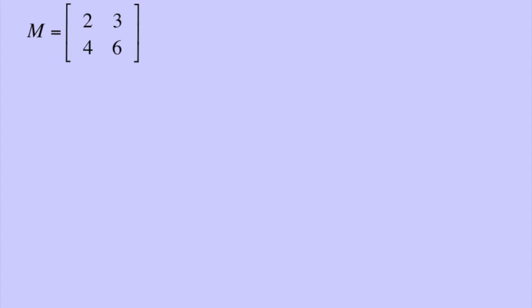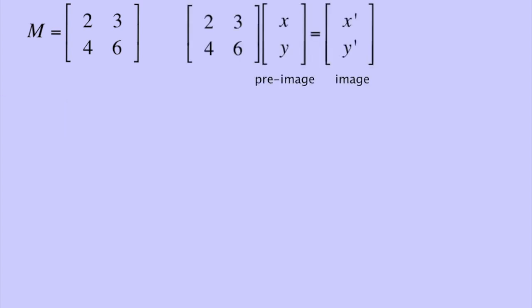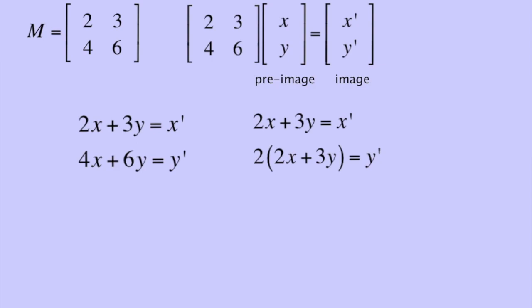We should then think about what this matrix would look like as a set of transformations. This matrix takes a pre-image (x, y) and yields some image (x', y') through multiplication. If we turn this back into a system of 2 equations, we see we have the equation 2x plus 3y equals x' and 4x plus 6y equals y'. We can also see that the equation for y' can be factored. We can factor out a 2 and get 2 times (2x plus 3y) equals y'.